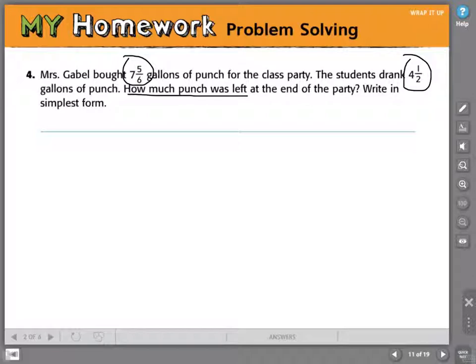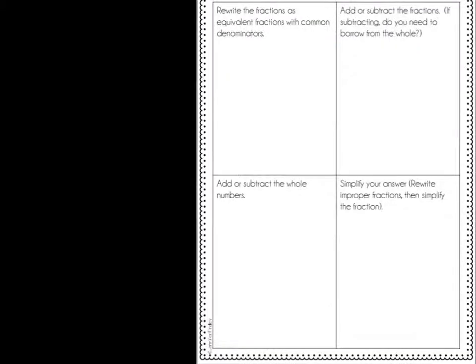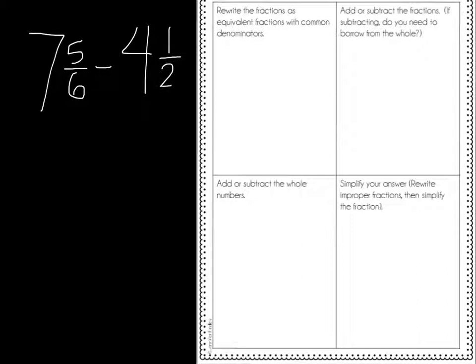Let's use our graphic organizer to organize our answer. I have 7 5/6. I'm going to subtract 4.5. Let's check out my very first step. Rewrite the fractions as equivalent fractions with common denominators. I see I've got 6 and 2. These are unlike fractions, so I need to find a common denominator.